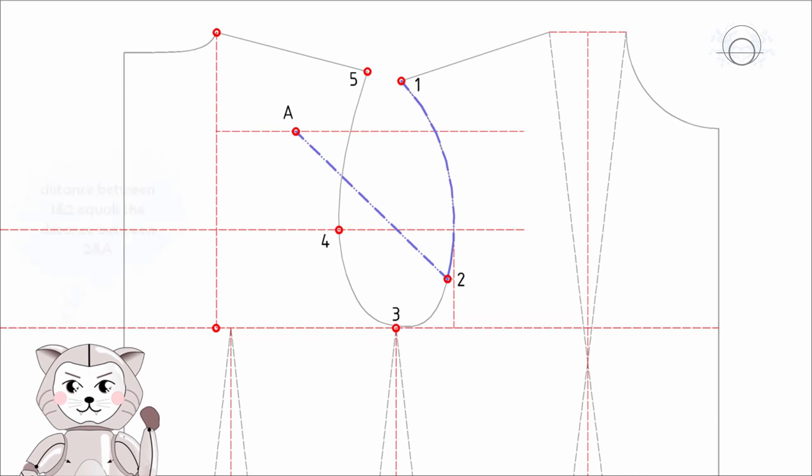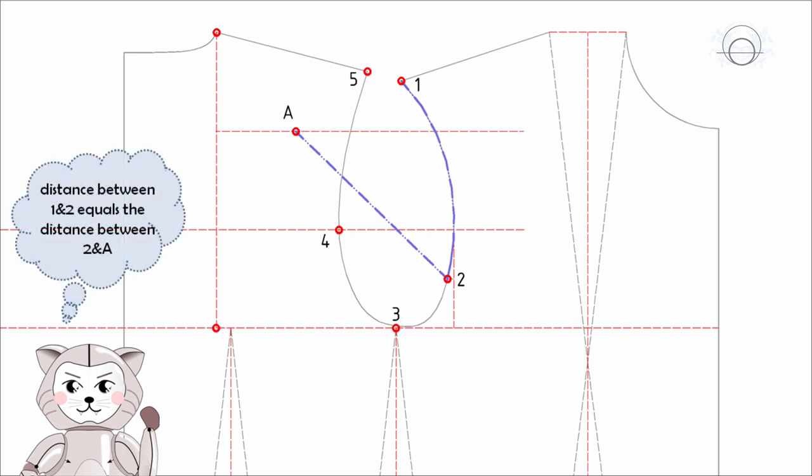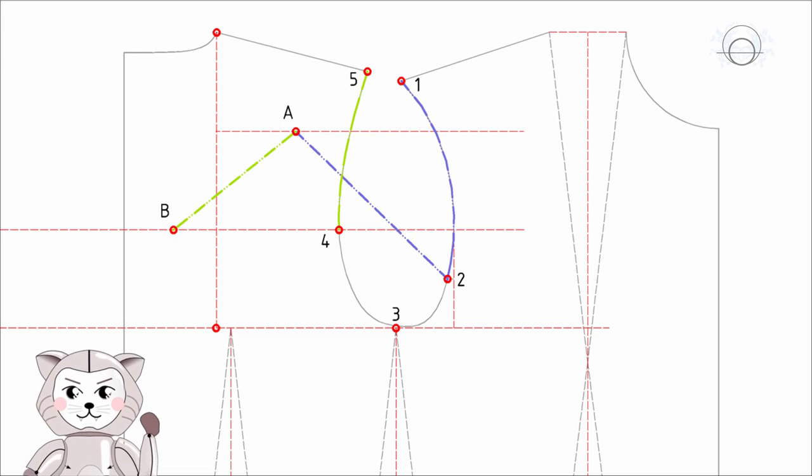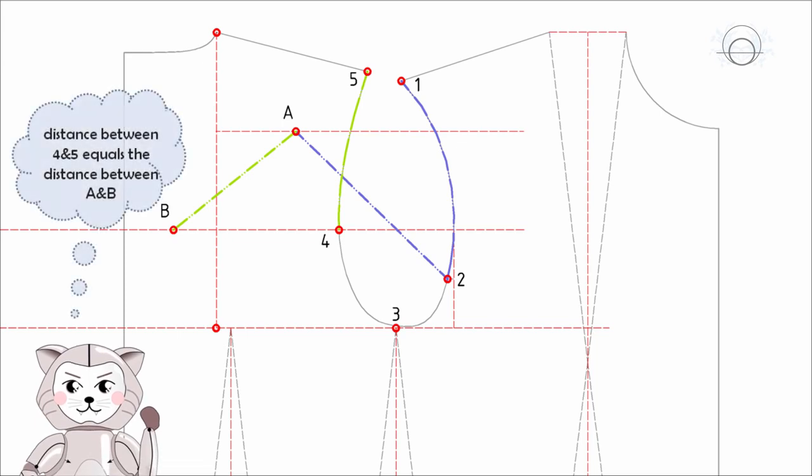Length of the curve between points 1 and 2 is equal to the length of line between points 2 and A. Measure the curve length between points 4 and 5. Starting at the point A, draft the segment of the same length until it meets the second third line. Mark the end point with letter B.